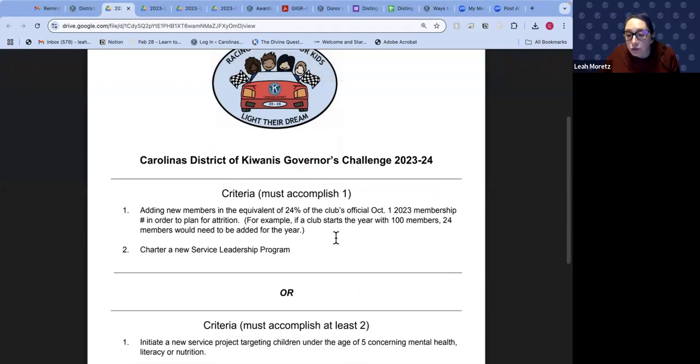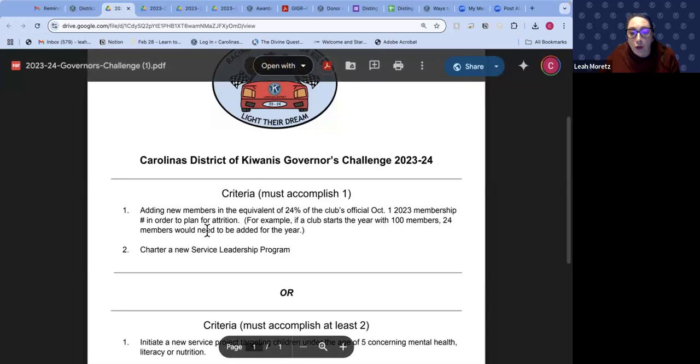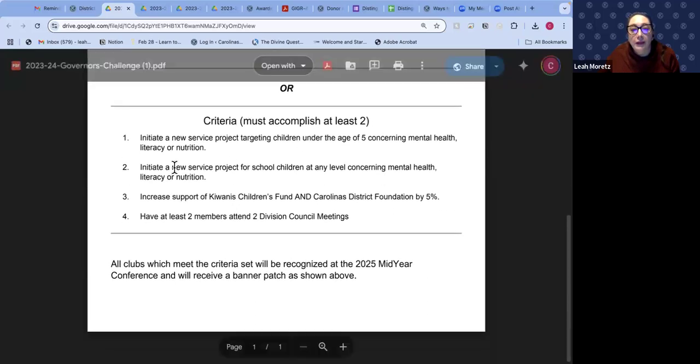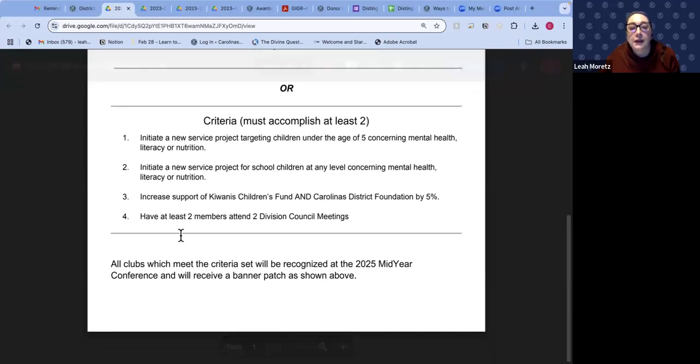Or chartering a new service leadership program. So you had to do one of these two, or you had to do at least two of these, which was initiate a new service project for children under age 5, initiate a service project for children already in school, so above age 5, concerning mental health, literacy, or nutrition, because those are along the lines that the Children's Fund has set up for their grant programs.